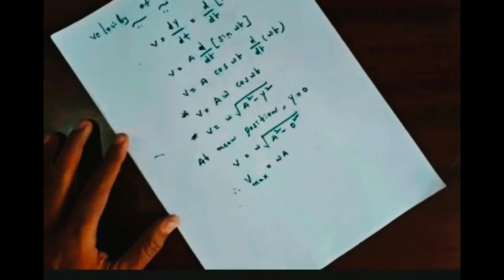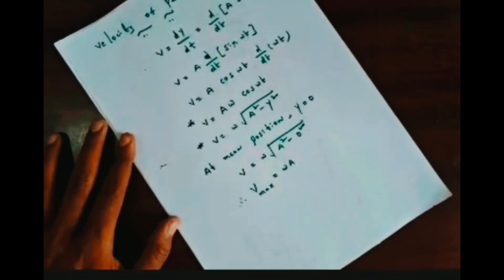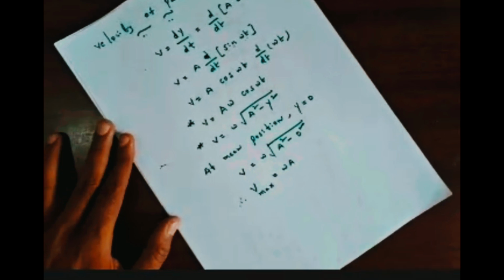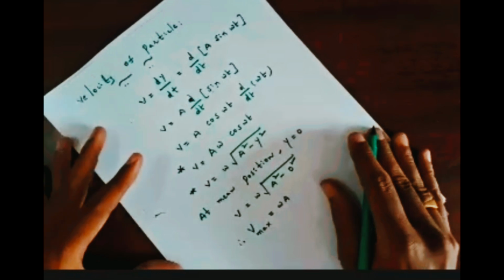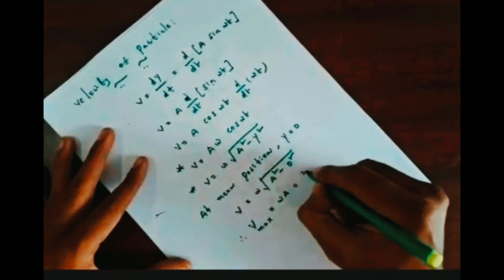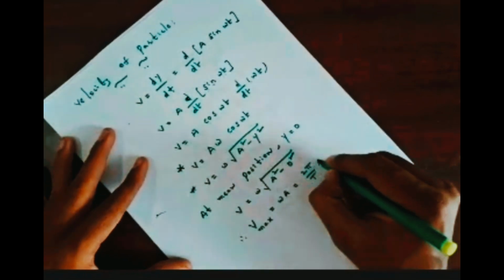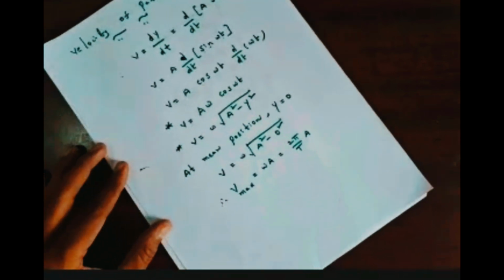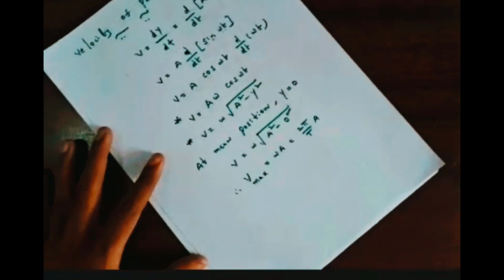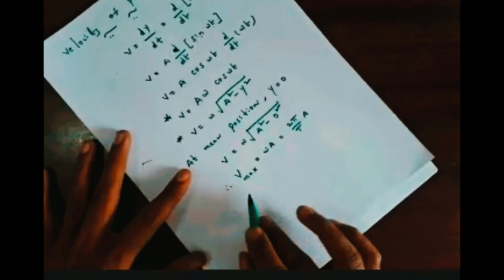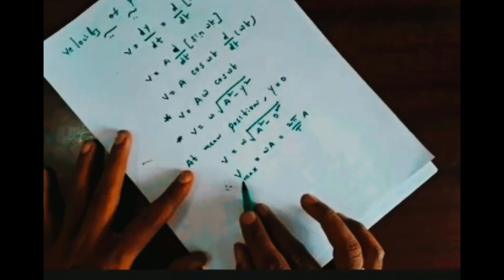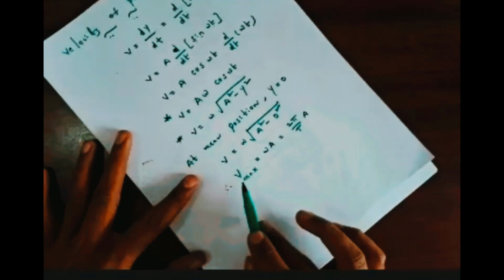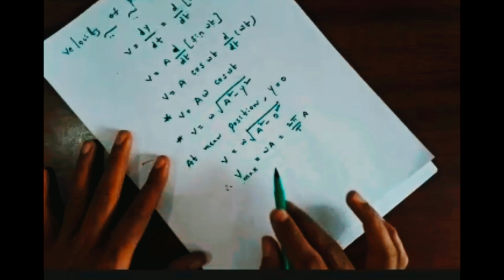Very, very important. V max: the velocity at the mean position is maximum. V max = omega a. And this itself we also write as 2 pi by capital T into a, since omega is 2 pi by capital T. So this is at mean position: the velocity of the simple harmonic oscillator at mean position is V max = omega a.